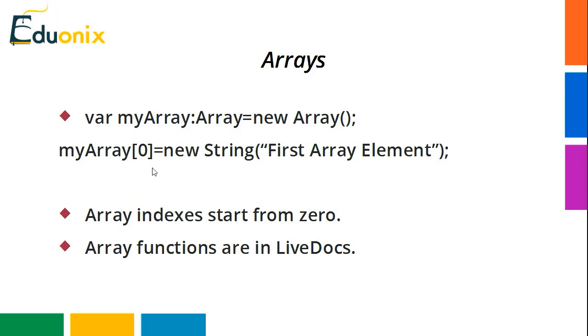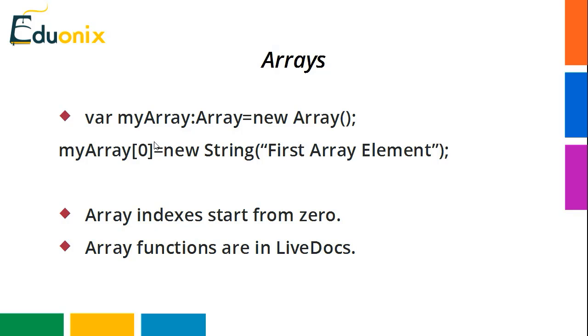Another way is to use the index notation. The way you do that is to use the name of the array that you've given it, along with some square brackets, and then you can refer to individual elements of the array using a number inside that square bracket. In this case, the number 0 means the first element of the array, and I'm making that equal to a new string. So I'm basically storing this new string inside the first element of the array.